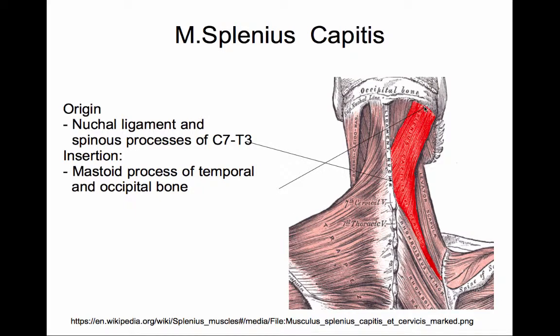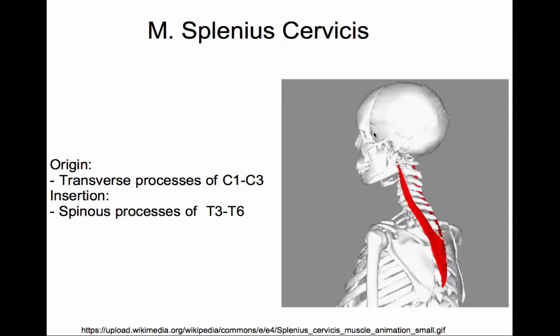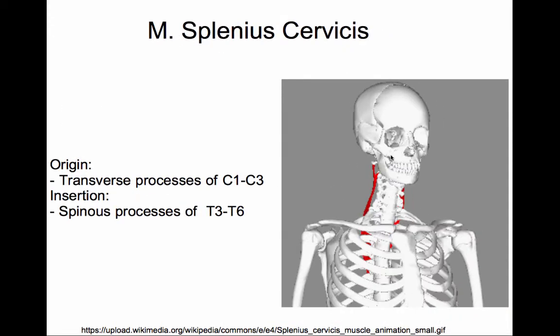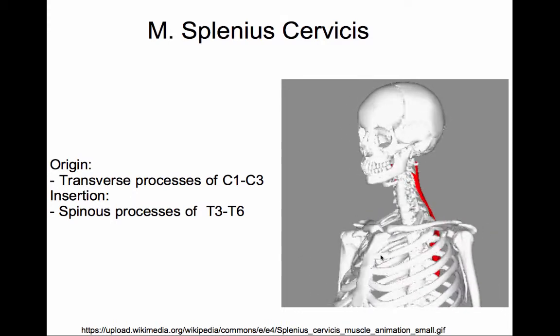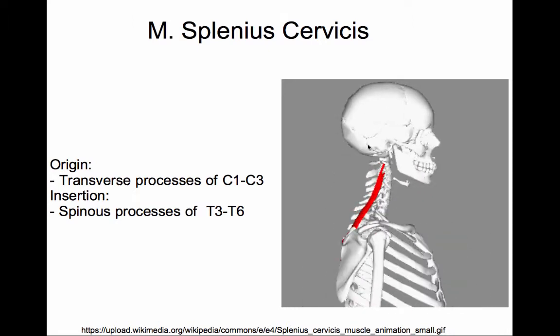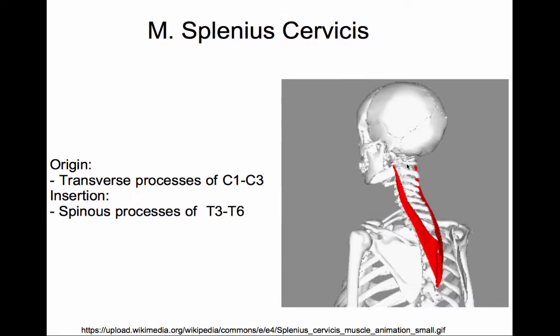Then we have the splenius capitis muscle. The origin is in the nuchal ligament here, and the spinous process of C7 to T3. And the insertion is on the mastoid process of the temporal and occipital bone. As you continue, here is trapezius, and then to the side is the splenius. Splenius cervicis has the origin on the spinous processes of T3 to T6, and the insertion on the transverse processes of C1 to C3. These muscles, of course, tilt the head backwards.